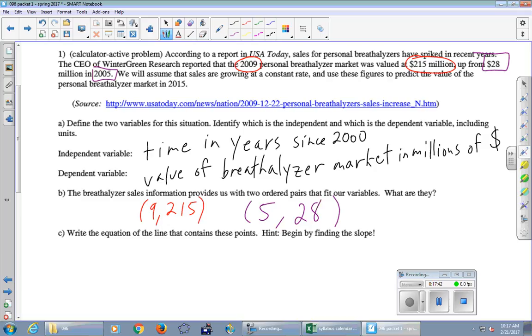And some students misread this and they think it's like up 28 and they start adding 28 to 215 or subtracting 28 from 215. That's not what it says. You just got to read very carefully. Up from 28 million. It was 28 million. It'd be different if it said up 28 million. So just read carefully. Okay.